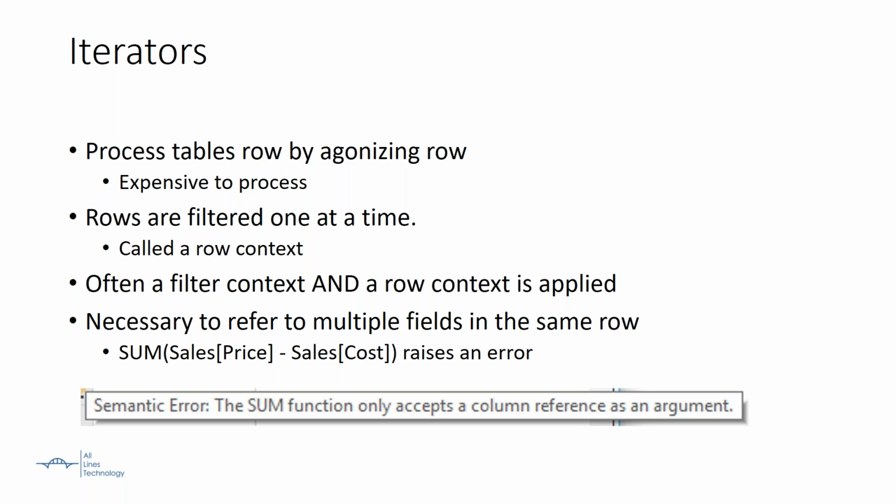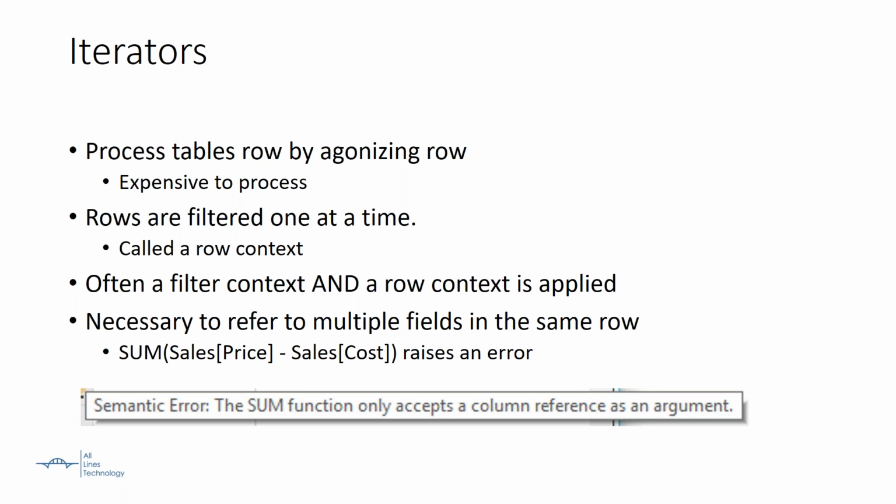And so with an iterator, like we said, we loop through the rows. They're filtered one at a time. So we're creating a row context which takes the whole table, filters it down to a specific row. And oftentimes you're going to have situations where there's a filter context and a row context applied at the same time. They're not mutually exclusive. And in fact, there's a way with calculate to convert a row context to a filter context. And that's something beyond the scope of this presentation, but I still want to mention it.